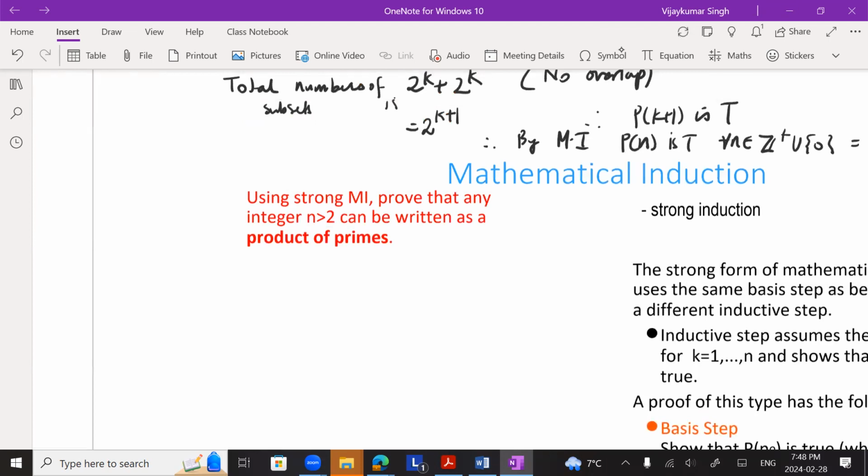Use strong induction to prove that any integer n greater than 2 can be written as a product of primes. Okay, so by product of primes, we mean basically it can be a prime by itself as well, because 5 is also there, right? 5 is 5 times 1. So Pn is that n is a product of primes.